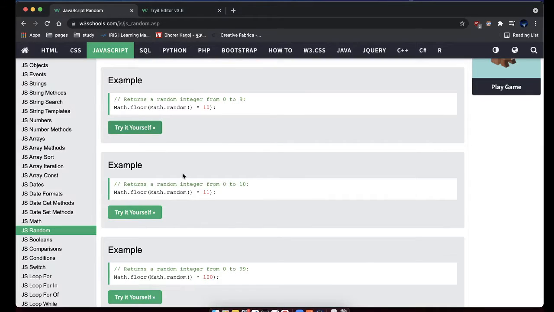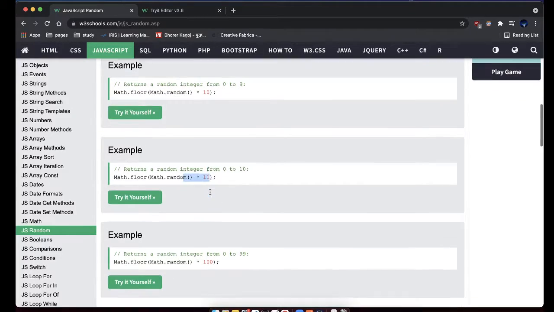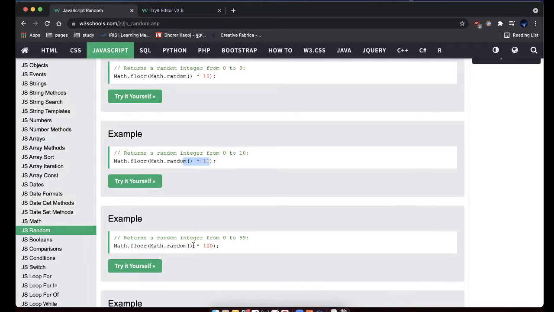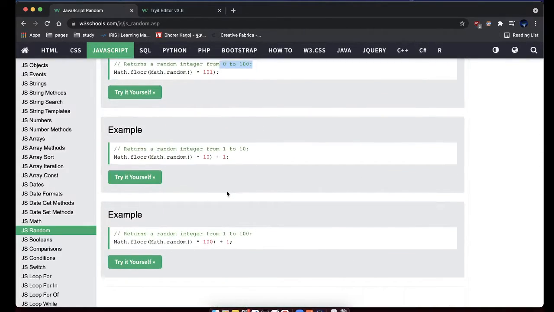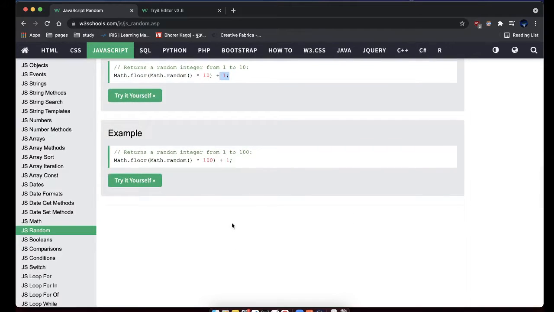If we want something, remember these two differences. If we want a random number between 0 to 9, we use Math.floor and multiply by 10. If we want 0 to 10, we multiply by 11. Just notice this difference. Also we can get 0 to 99 if we multiply by 100, and 101 will return 0 to 100. We can also do it a different way: we floor it and then add one. This will also give us the same return.